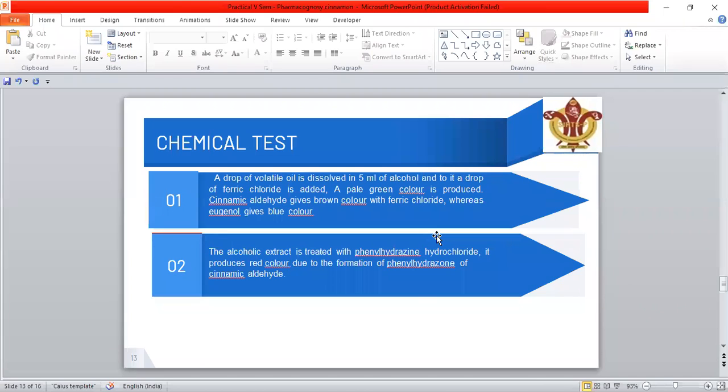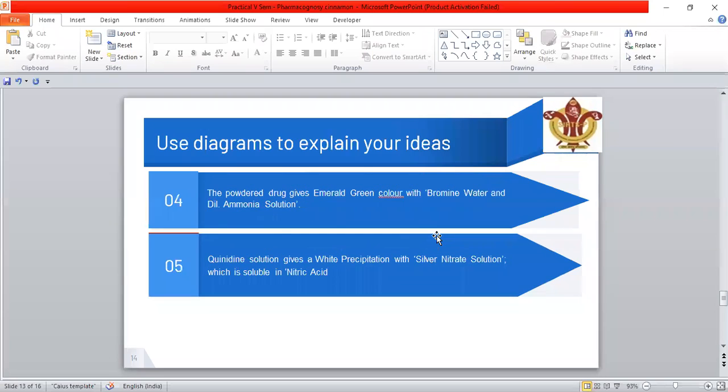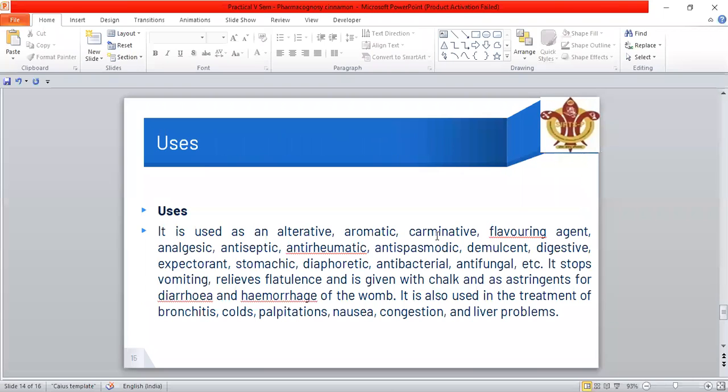Another test is when the alcohol extract is treated with phenyl hydrazine hydrochloride. It produces red color due to formation of phenyl hydrazone of cinnamic aldehyde. So these are the two confirmatory tests you go for, for cinnamic aldehyde and for the extraction from the cinnamon. Uses: the powdered drug gives emerald green color with, okay, I'm just extracting. Okay, this is the next, uses of this drug.